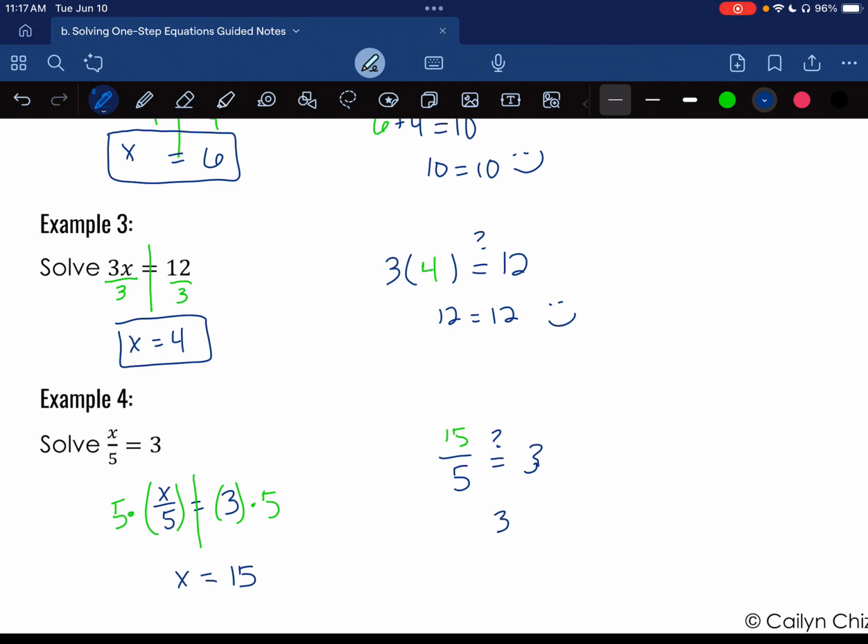All right, and there you have it, guys. We solved some one-step equations.